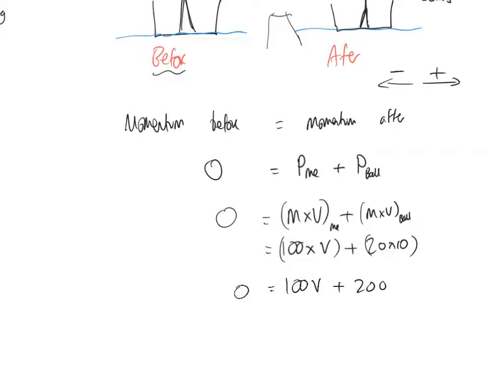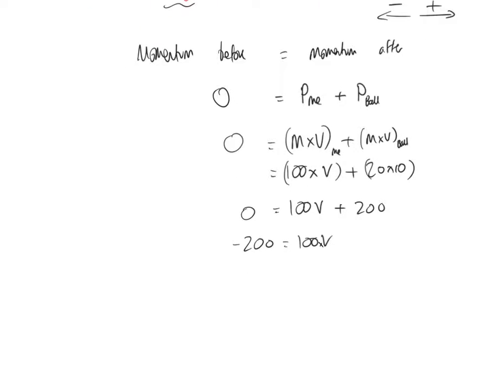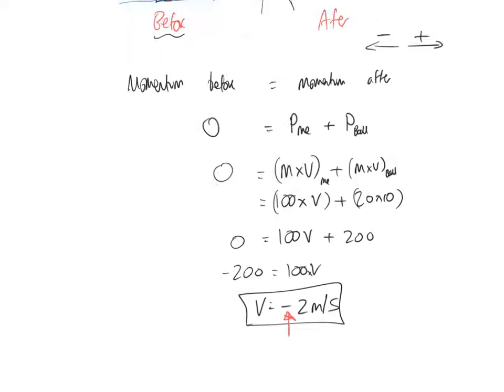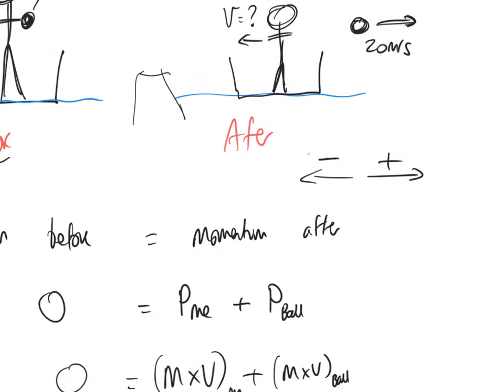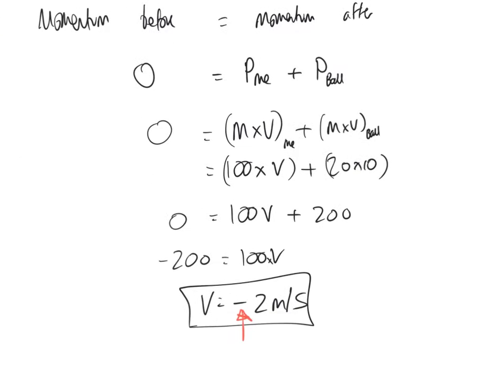We want to take the 200 over the other side, so it's negative 200 equals 100V. Now we need to get rid of the 100. They're multiplied together, so we divide, and we're left with V equal to negative 2 meters per second. What does the negative tell me? Well, that's good news, because if we look back up here, we said negative was to the left, so we know that I'm going to move to the left, which is what normally happens in an explosion.